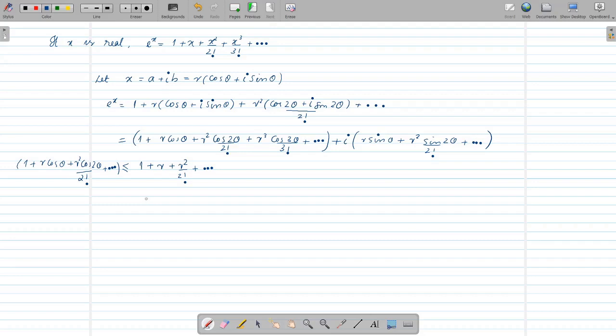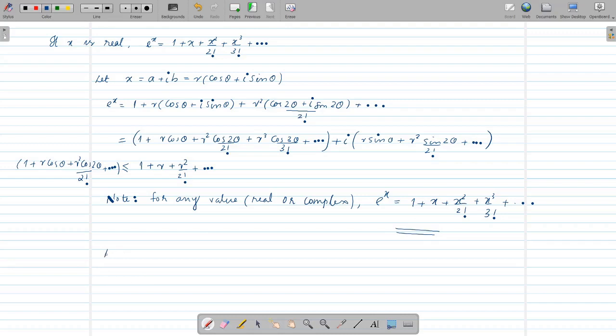So now here note. For any real or complex x, we write e raised to x equal to 1 plus x plus x square by factorial 2 plus x cube by factorial 3 plus etc. So now we have defined e raised to x for any complex number x.